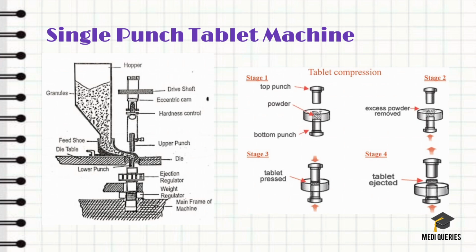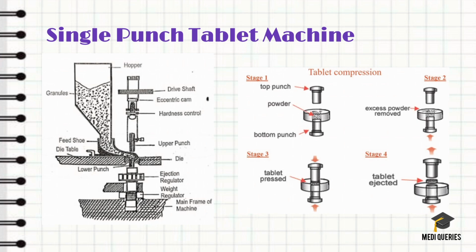However, they lack the speed and the precision required for industrial scale operations here. Single punch presses are widely used in academic settings, pilot studies, and industrial formulation trials here. Despite their simplicity, they provide valuable insight into the compression behavior.